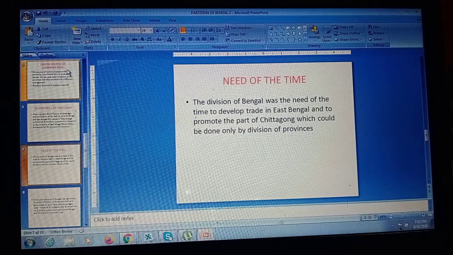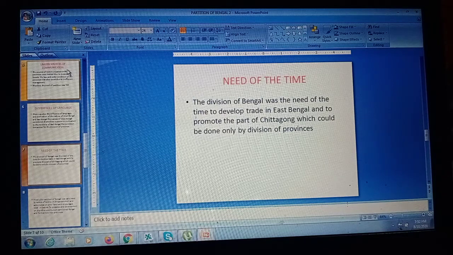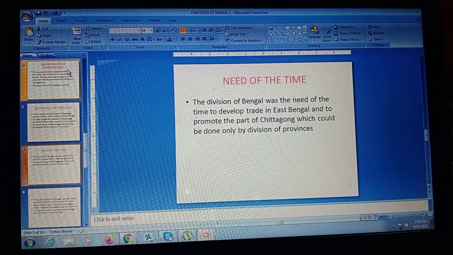The division of Bengal was a need of the time, to develop trade in East Bengal and to promote the Chittagong and Dhaka part. That had to be done, because the prosperity, the professionals and the industries were all focused only in West Bengal, and East Bengal was not given promotion for industries. The main Chittagong and Dhaka are in East Bengal, so that had to be promoted. That could be done only if there was a division of provinces.